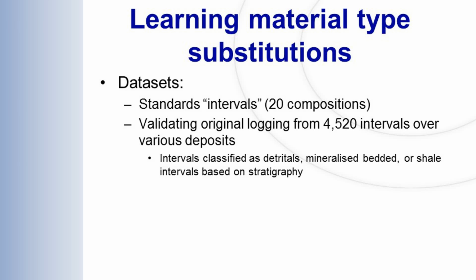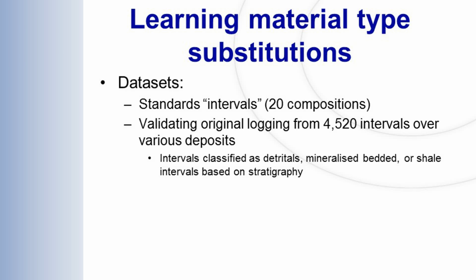So to learn the different material type substitutions that were performed in validation, we presented about a dozen validators with a large data set to validate. So we created a number of standards intervals. These intervals were all mocked up. So we had theoretical chemistry from a composition that we created. And then we deliberately introduced known common logging errors. And we'll see some more about this shortly.